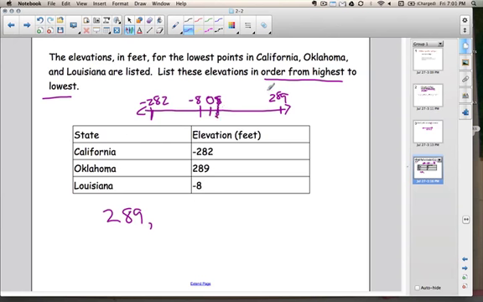So I'm going to put them in order going from the right to the left because we want the biggest to the smallest. So 289 and then -8 and then -282. And now they're in order from the highest elevation to the lowest elevation. Make sure that you're really careful about your negative signs and that you notice them, because see, I made a little mistake and I forgot the negative sign in front of the 8.